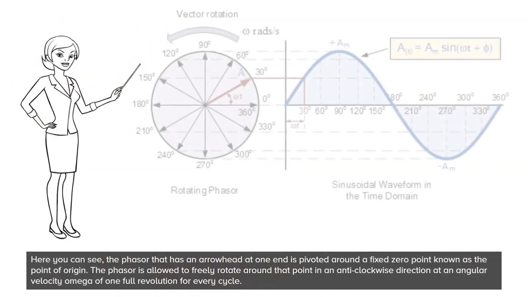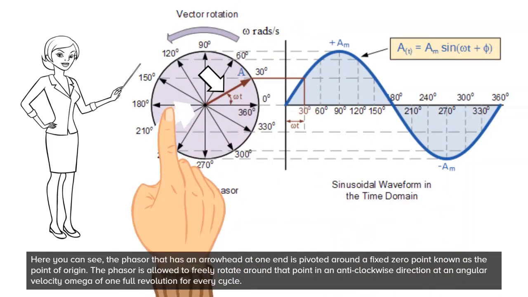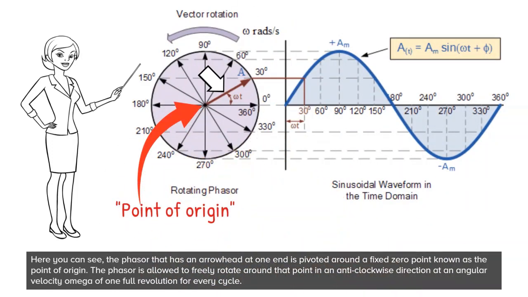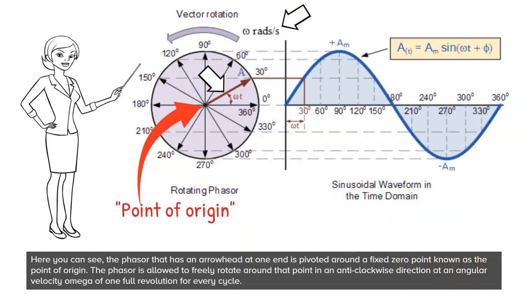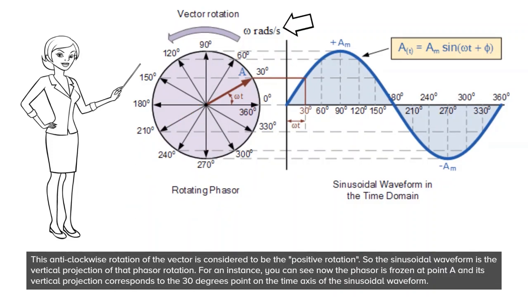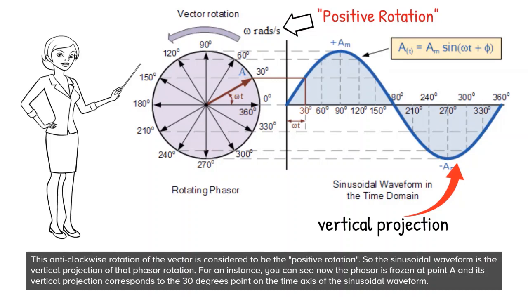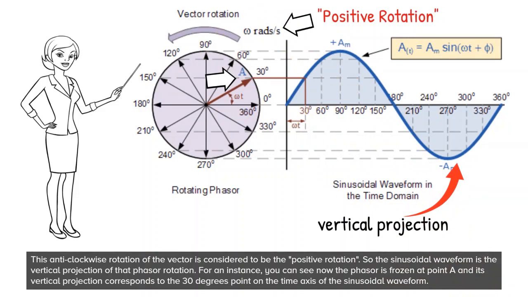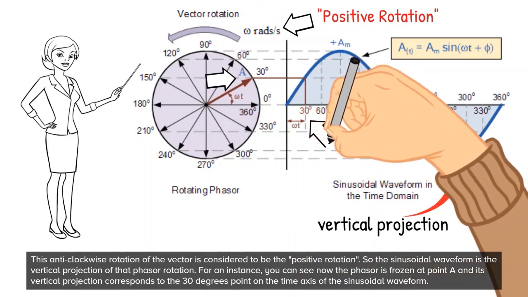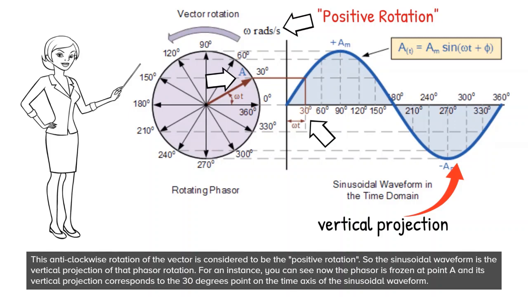Here you can see, the phasor that has an arrow head at one end is pivoted around a fixed zero point, known as the point of origin. The phasor is allowed to freely rotate around that point, in an anti-clockwise direction, at an angular velocity omega of 1 full revolution for every cycle. This anti-clockwise rotation of the vector is considered to be the positive rotation. So, the sinusoidal waveform is the vertical projection of that phasor rotation. For instance, you can see now the phasor is frozen at point A, and its vertical projection corresponds to the 30 degrees point on the time axis of the sinusoidal waveform.